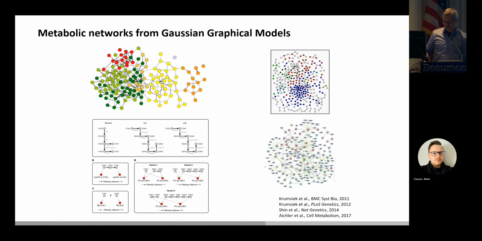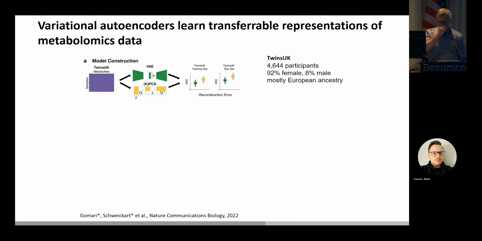So this was the sort of back in the days. And then one thing we worked on a little more recently is a deep learning method, which is called variational autoencoders, which is from the AI field.